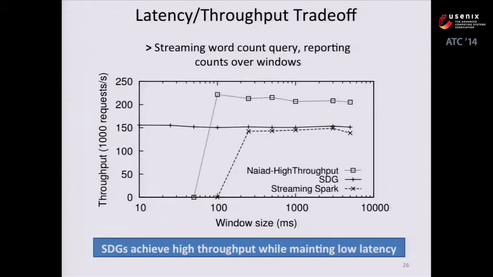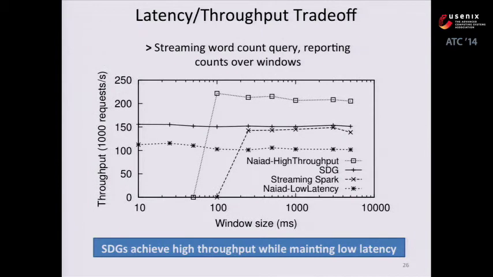This is in contrast with systems such as Streaming Spark or Naiad when it's configured for high throughput, where the throughput goes down once the requirements for low latency are smaller. The outcome of this experiment is that with stateful data flow graphs, we can achieve high throughput while maintaining low latency.